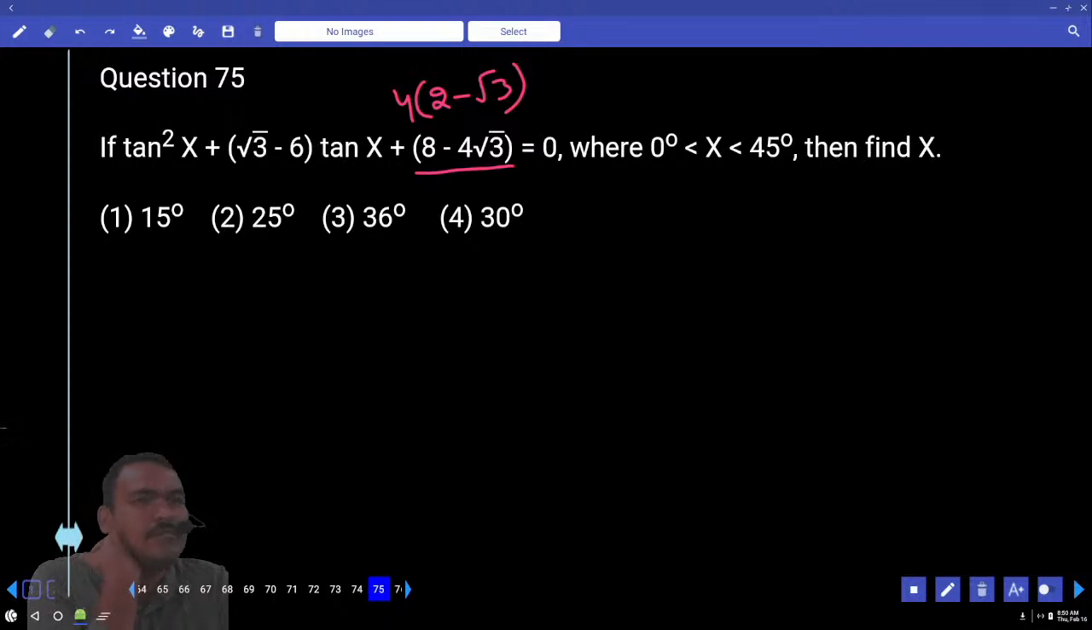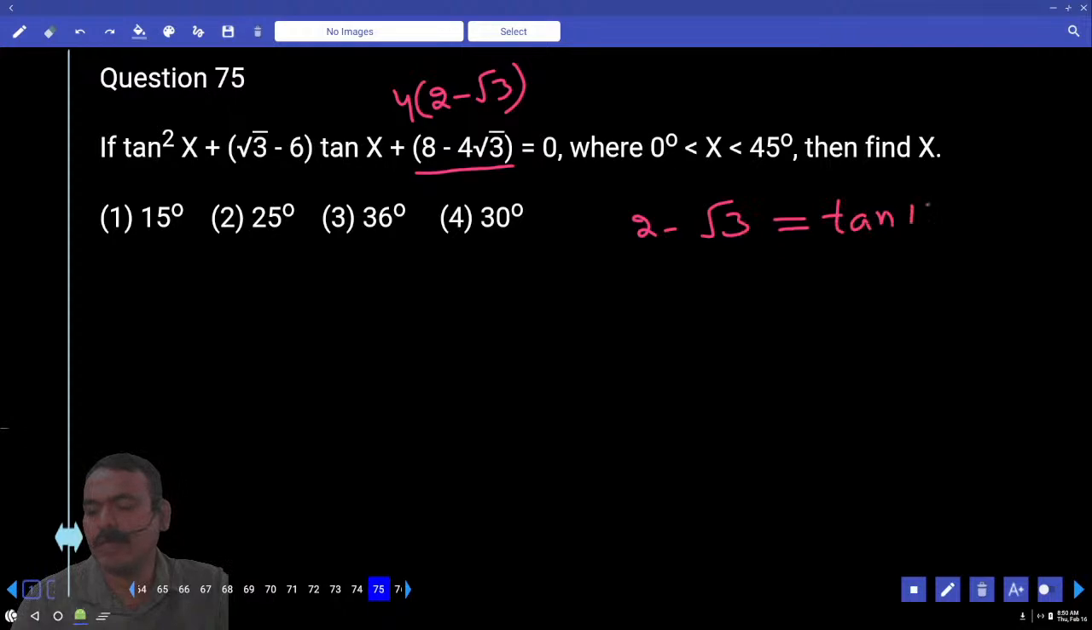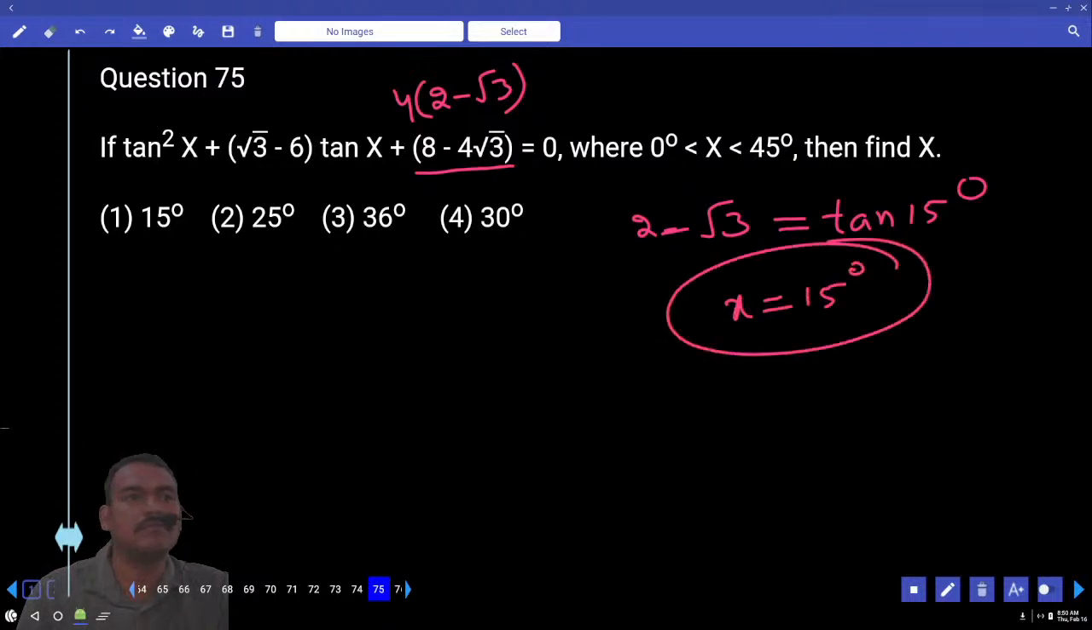15 or not? What is the tan 30? 1 by root 3. Obviously it is less than 30 or more than 30? Less than 30 or not? 2 minus root 3, it is equal to tan of how much value? 15 degrees or not? Tan of 15 degrees. Means x equal to how many degrees? 15 degrees or not?